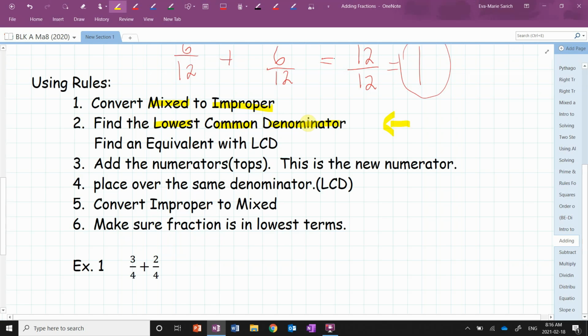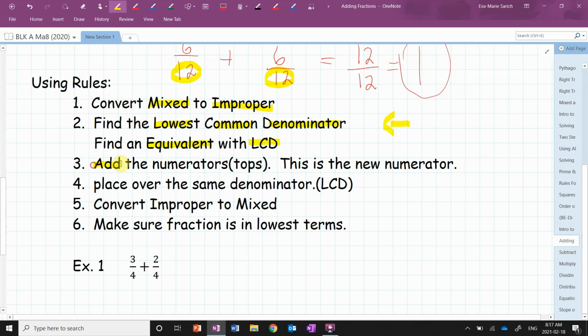Once we find a common denominator, that means same number on the bottom. That's the same size pieces that we see here. That's basically what we're doing, cutting them into the same size pieces. Once we've found that common denominator, if we change a denominator, we have to then find an equivalent with that common denominator. That means we're changing the top in the same way that we changed the bottom.